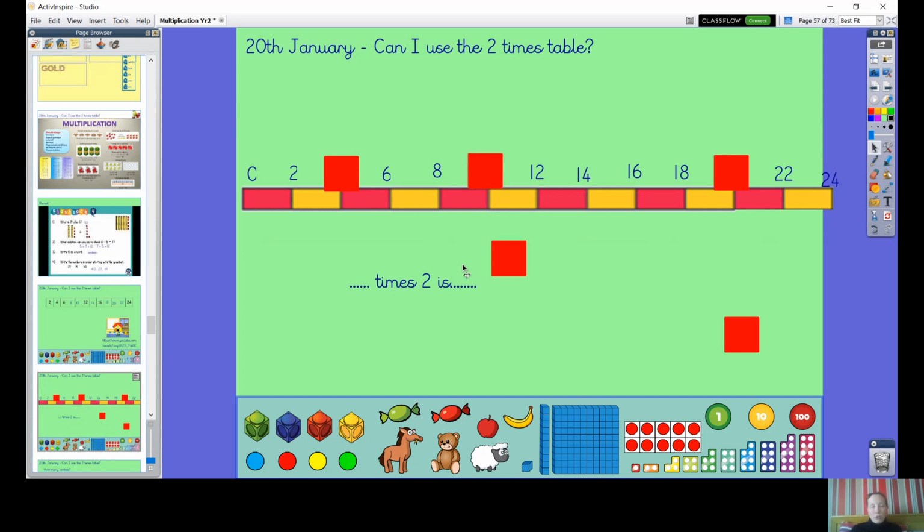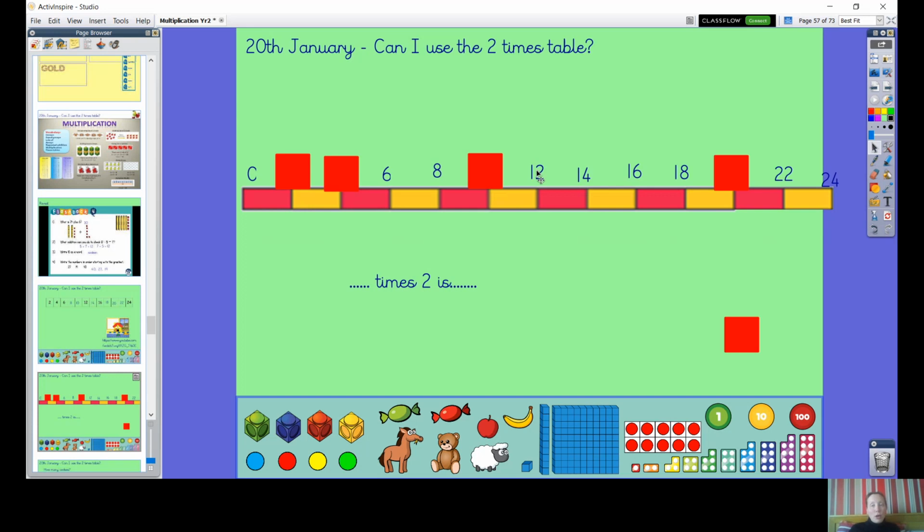And let's do this one here. So let's quickly go to our 2 times table. Here we go. 0 times 2 is 0. 1 times 2 is 2. 2 times 2 is 4. 3 times 2 is 6. 4 times 2 is 8. 5 times 2 is 10.